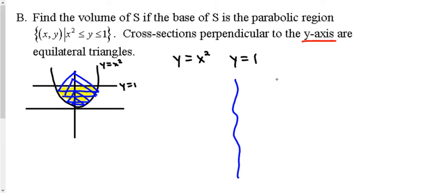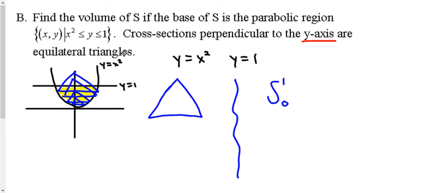So over here I already know I'm going to integrate from 0 to 1, because that's where we go in terms of y, 0 to 1. Now I have to figure out the area of one of these triangles. So maybe I'll draw just one triangle right here.